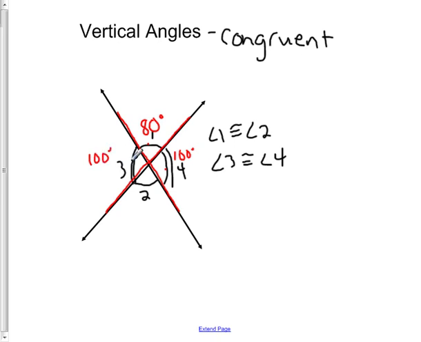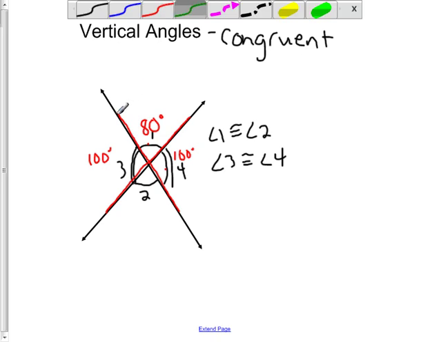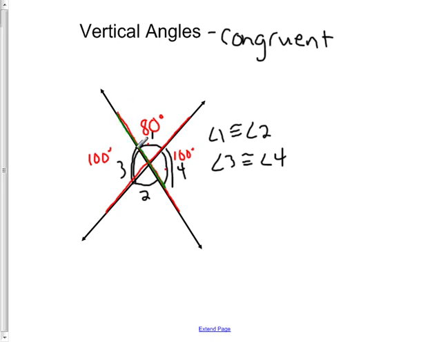And then same thing, if we focus on this red line again, well, I'll do it in green this time. This green line, now we're kind of looking at this half. And so if this is 100, this down here has to be 80 because we have what's called a linear pair. We'll get into that in the next slide. So vertical angles are always going to be congruent, the ones right across from each other when they form an X. Okay, and that's huge. You're going to be using that a lot over the next couple months.